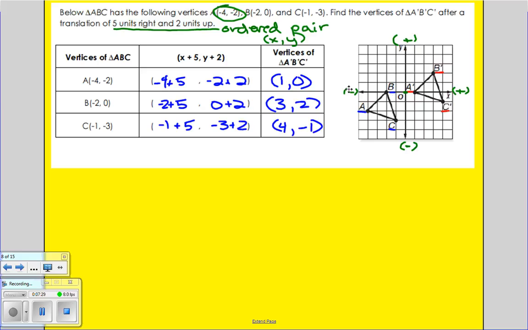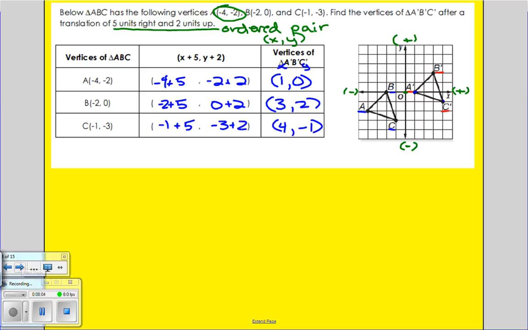Okay? Now, point A on my new triangle should be at 1 comma 0. So when I go over to 0 here, this is the x-axis and the y-axis. I'm going to go to 1 on the x-axis, which is here, and 0 on the y-axis, which is still there. So that's my A prime point. B is at 1, 2, 3 positive, and then 1, 2 positive on the y-axis. And letter C should be at 4 positive on the x-axis and negative 1 on the y-axis. So 1, 2, 3, 4, and then negative 1 for C prime.